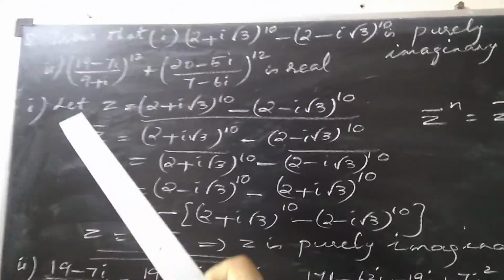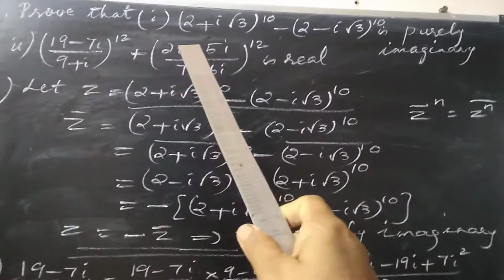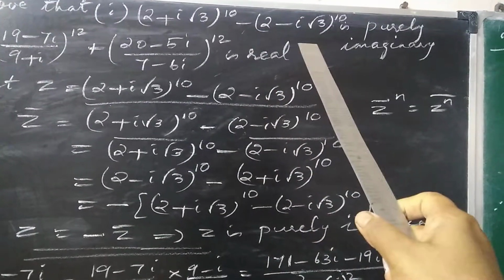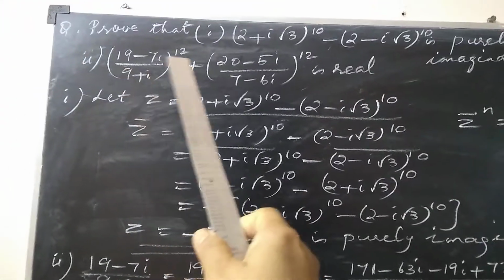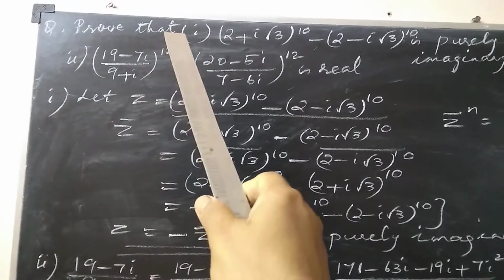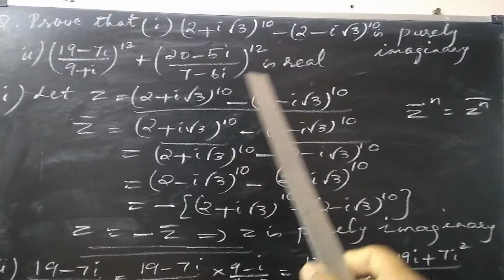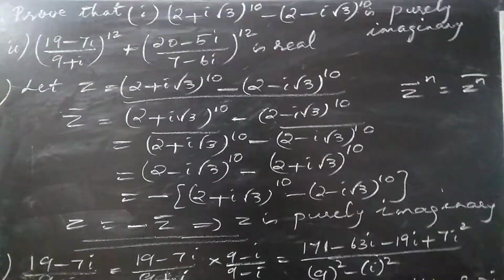So one last problem on conjugates. The question here is: prove that (2 + i√3)^10 − (2 − i√3)^10 is purely imaginary, and that ((19 − 7i)/(9 + i))^12 + ((20 − 5i)/(7 − 6i))^12 is real. Real means purely real, only the real part is there, no imaginary part.